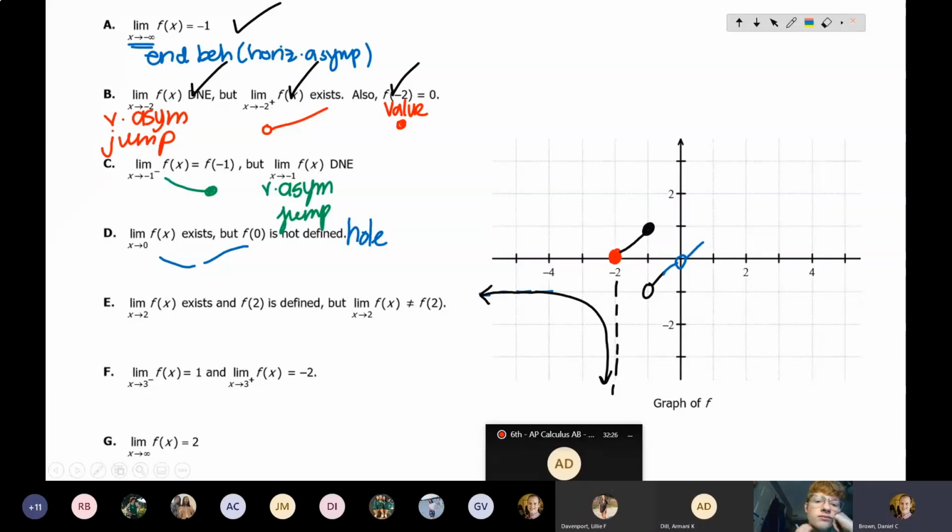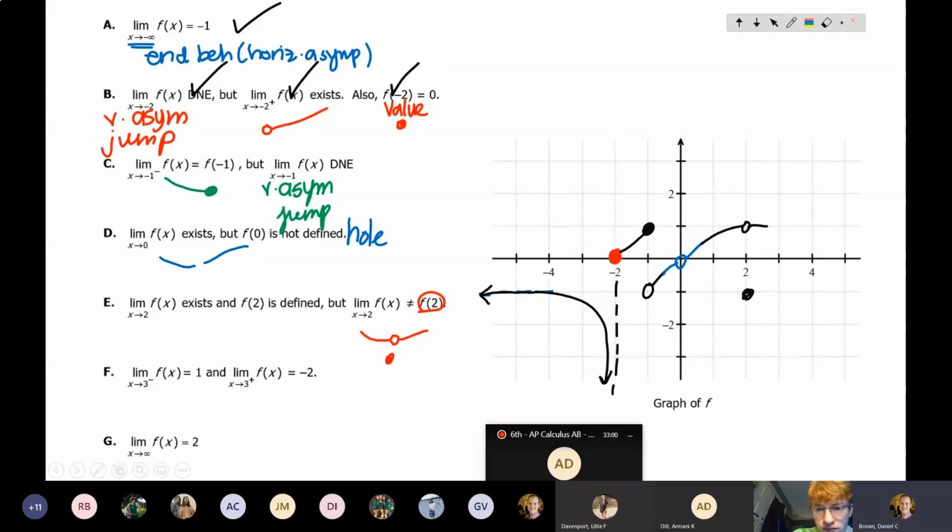Looking at E, it tells me the limit as x goes to 2 exists. F of 2 is defined, but the limit is not equal to the value. So again, if the limit exists, coming in from the left and the right, they would end up matching up. But the actual value is just somewhere else. Whether it's above or below it, it has to exist. It doesn't tell me what it is. So I'm just going to go ahead and continue the graph. Coming up to 2, there's another hole, and the value is just located somewhere else.